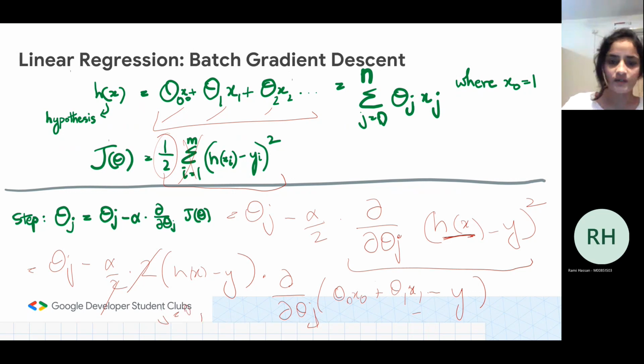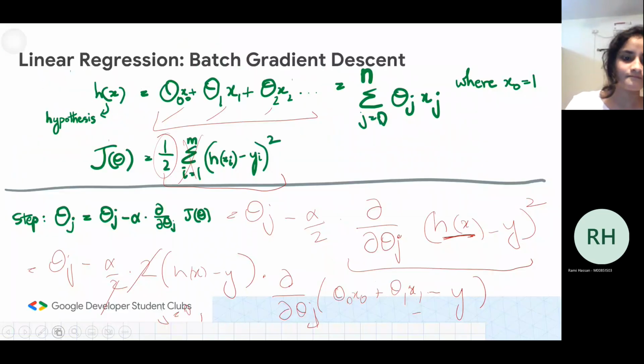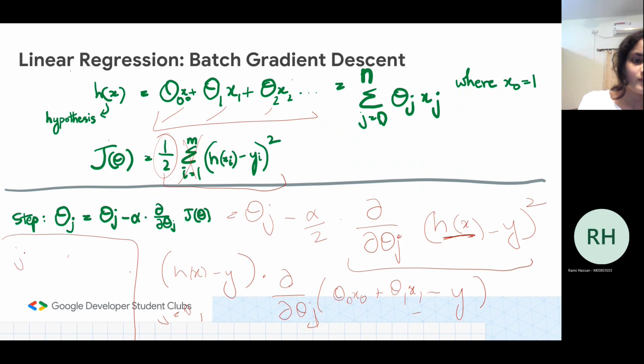Let me clear this up a little bit. I'll write it over here, okay? Suppose j was equal to 0. In this whole term, you can see that there's only one theta 0 here, right? The rest are theta 1 and y. There's no other theta 0 term. So everything else will get cancelled except for theta 0 x 0. x 0 is 1, so it just becomes theta 0 in this case.